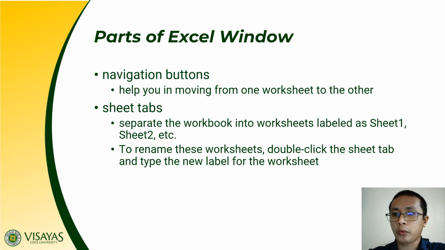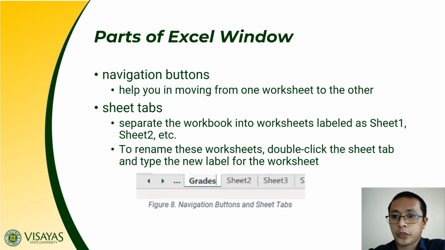And to rename a worksheet, you just have to double click the sheet tab that you want to edit, and then after double clicking that tab, you can directly type the new label for the worksheet you are working on. So say for example, if you want to edit the grades worksheet, then double click on this worksheet and start typing your new label for this worksheet.